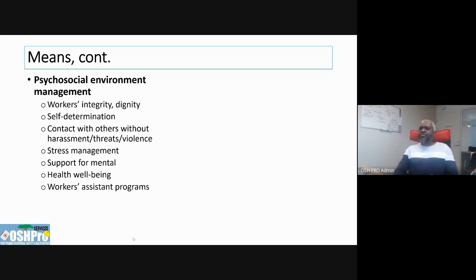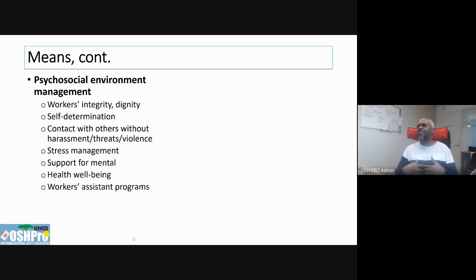We have the psychosocial work environment management, which is very important. The workers' integrity, dignity. You don't call your employees "wewe punda kuja hapa." You don't use that abusive language. The workers have to have integrity and dignity, and this will make them want to come to work. You call them by their name.